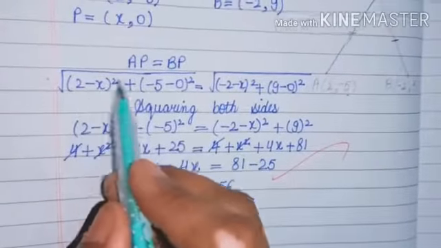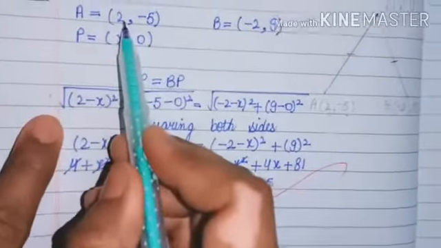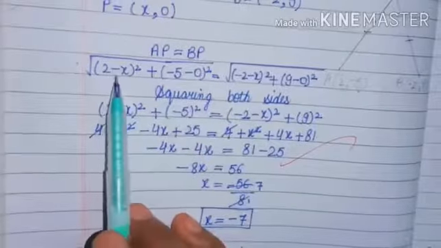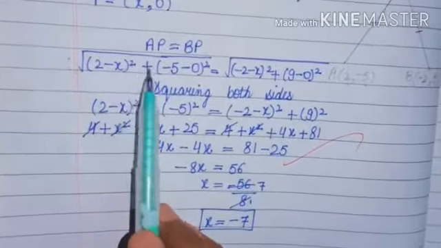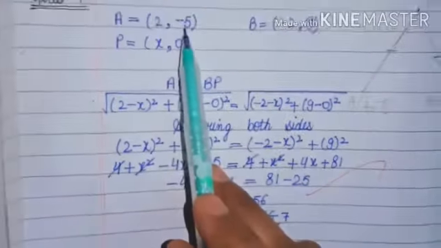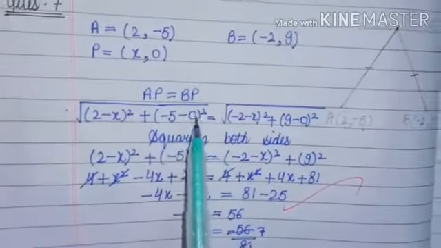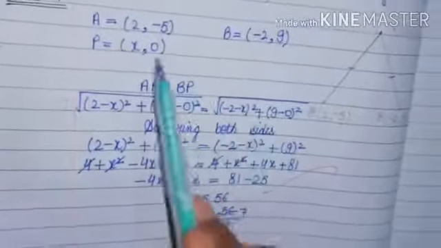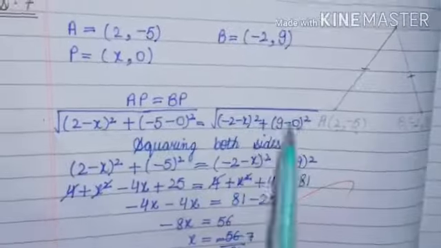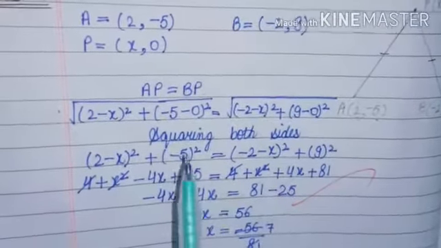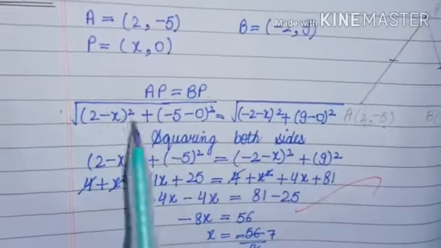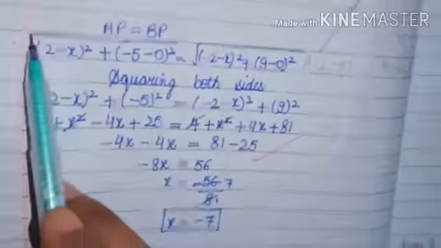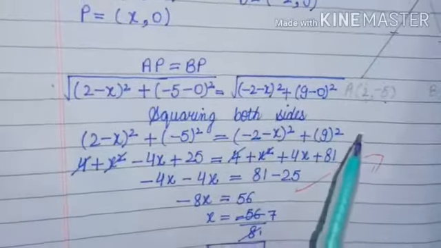You observe, beta, the coordinate of A is 2 and of P is x. It means (2 minus x) whole square plus the y coordinate is minus 5 and here minus 0, whole square. In case of BP, (minus 2 minus x) whole square plus (9 minus 0) whole square. So, beta, first we will square both sides because we want to remove the square root. So after squaring, these square roots will be cancelled.